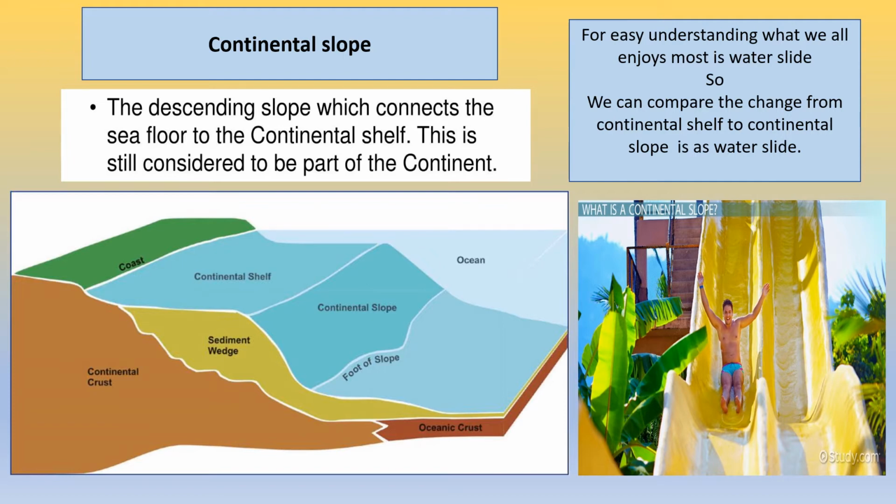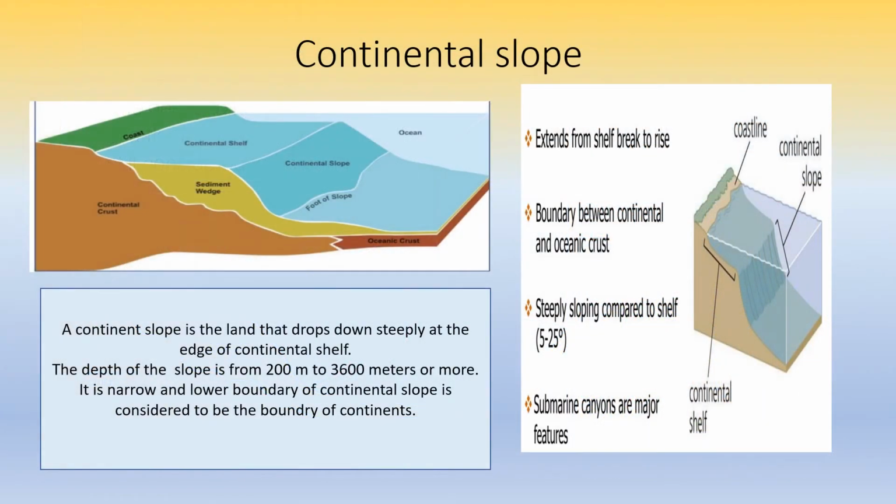We can compare the change from the continental shelf to the continental slope to a water slide. The important point is that the continental slope drops down steeply at the edge of the continental shelf. The depth of the continental shelf is 200 meters, and the continental slope is found at a depth of about 3600 meters.